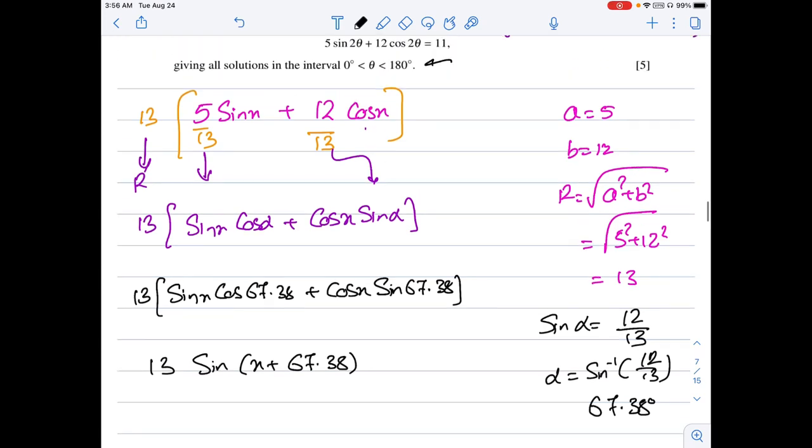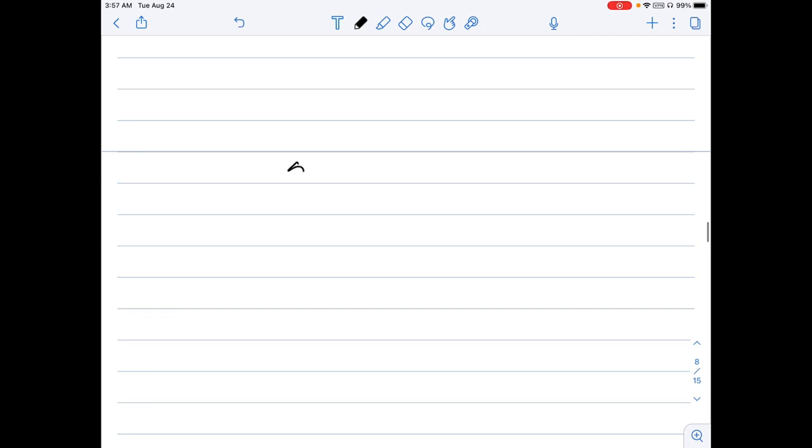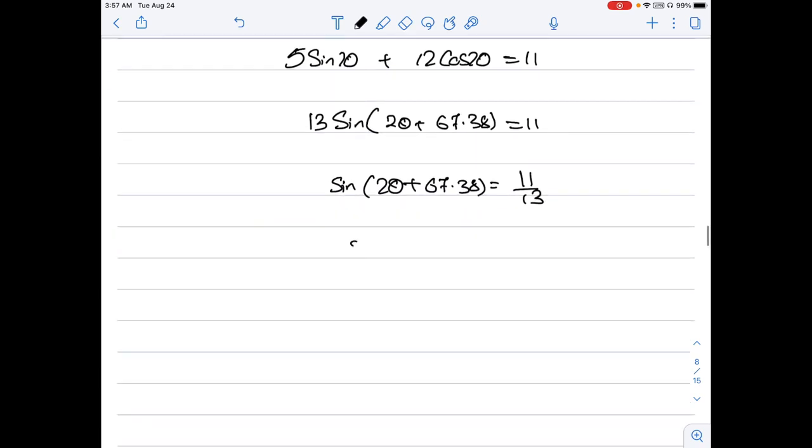So we go to the next page. 5 sin 2 theta plus 12 cos 2 theta is equal to 11. Just now we have done that one. This is 13 sine x. Instead of x, it is 2 theta plus 67.38 is equal to 11. So sine of 2 theta plus 67.38 is equal to 11 upon 13.